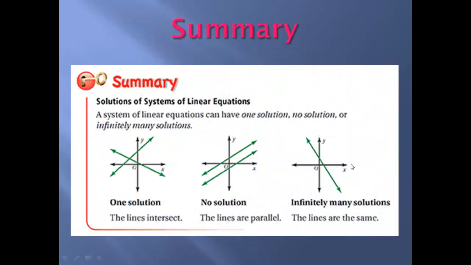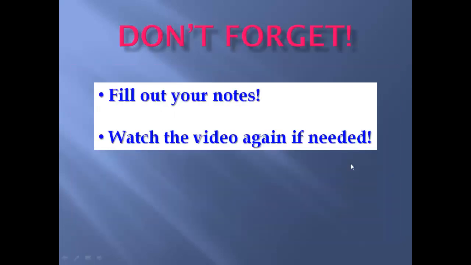Now for a summary of solutions of systems of linear equations. A system of linear equations can have one solution, no solution, or infinitely many solutions. A system that has one solution would have lines that intersect. A system that has no solution would have parallel lines. And a system that has infinitely many solutions would have two equations that have the same line. Don't forget to fill out your notes and remember to watch the video again if needed.